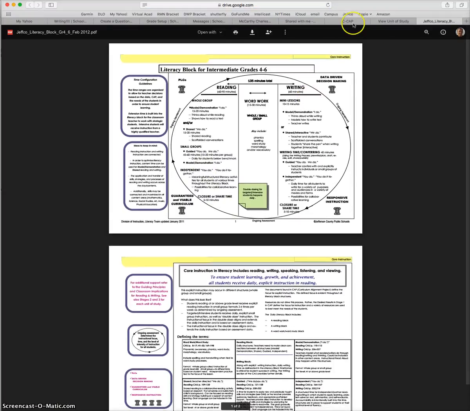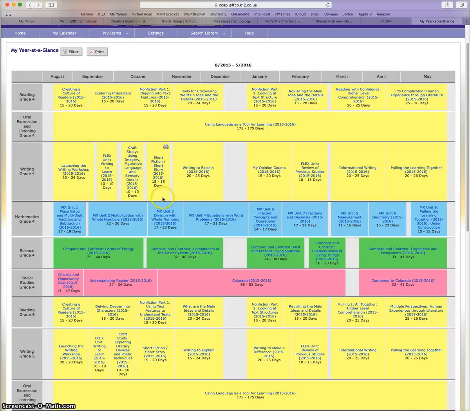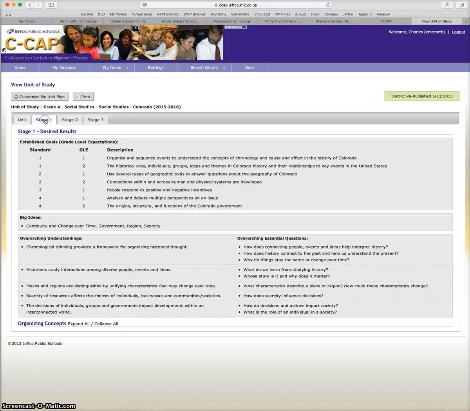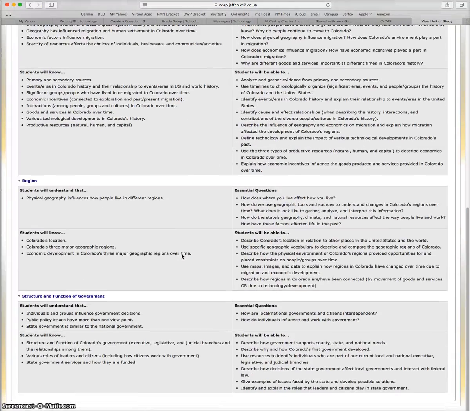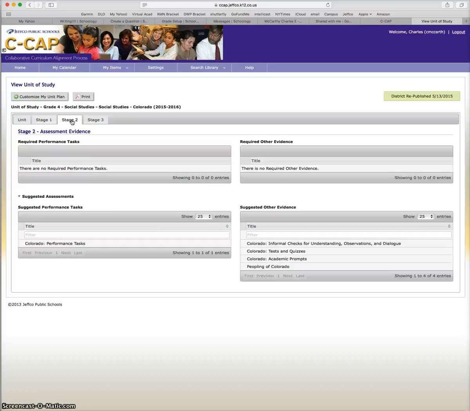I find that this is much more valuable within social studies and science than it is within reading and language arts. Like if we're in Colorado, for instance, this is the overall unit. It's got some different things in there that you can click on. When you get to stage 1, this is where you spend most of your time. But again, it's pretty long. It's very, very difficult to work your way through here.